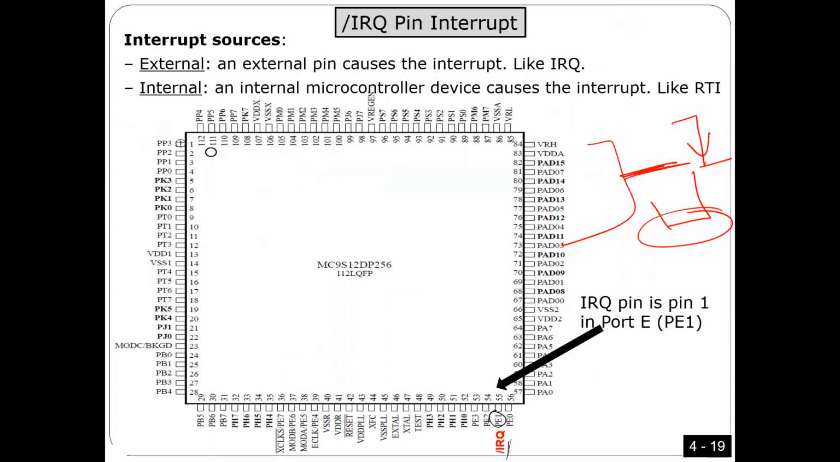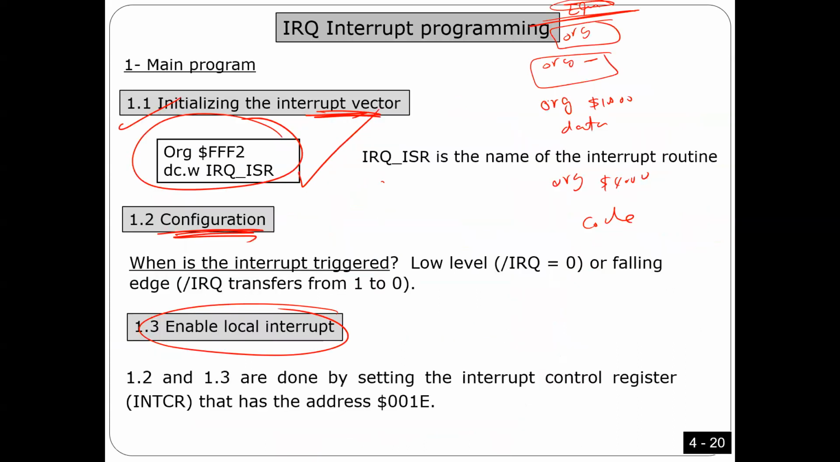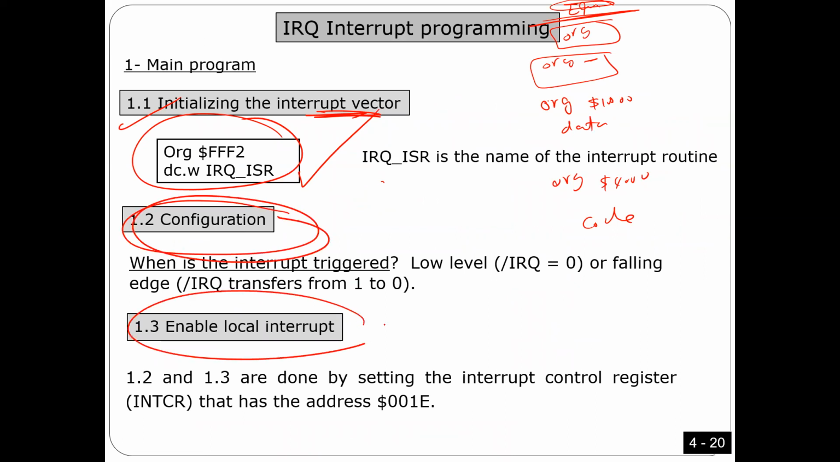So how many choices do you have here? I have two choices. How many bits do I need for two choices? Only one bit: one value for falling edge, one value for low level. That's it. Is that okay? Also, I need one bit for the enable bit. And by accident, the configuration bit and the enable bit are both in the same register.